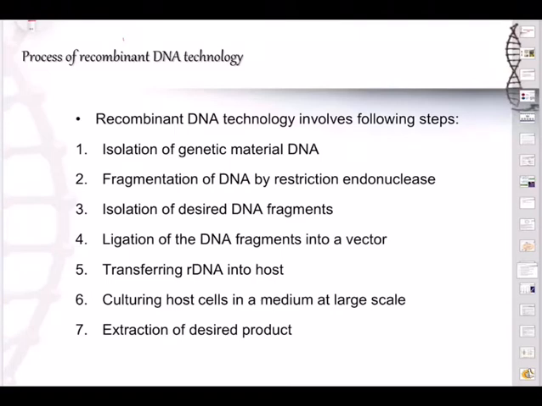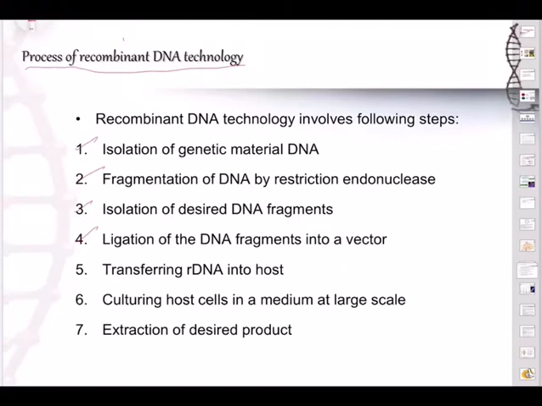And now in this session we are talking about the processes. Once we have got all the tools, now we focus on the processes of rDNA technology. The following are the steps. Number 1, isolation of genetic material, that is DNA. Second, fragmentation of DNA by restriction endonucleases. Third, isolation of desired DNA fragments, the gene of interest. Fourth, ligation of the DNA fragments into a vector.